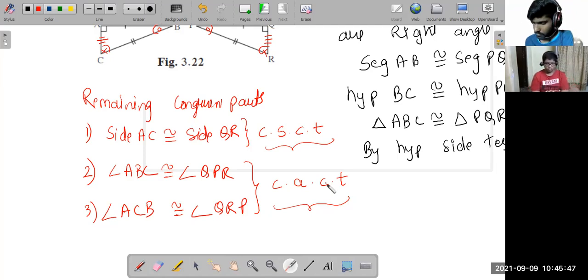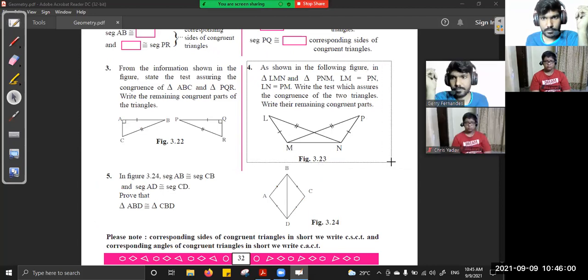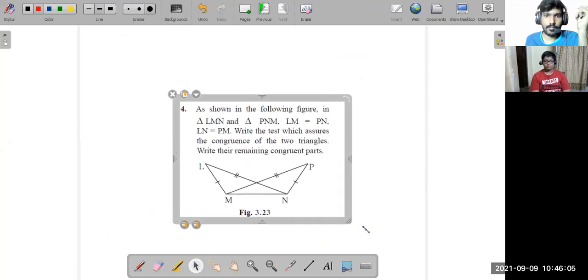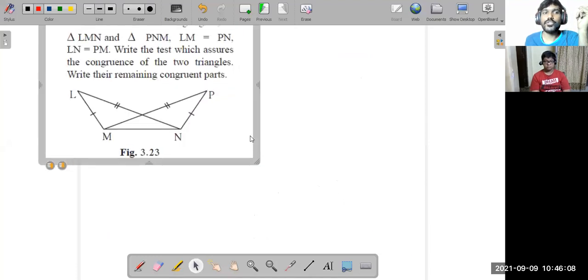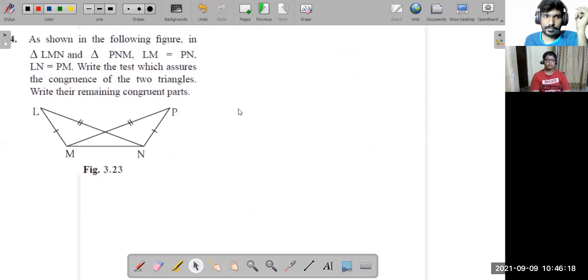Done, sir. Fourth question, exactly the same as the third one. Can you do this right now? Just by looking at the figure, can you tell me by which test it will be congruent?